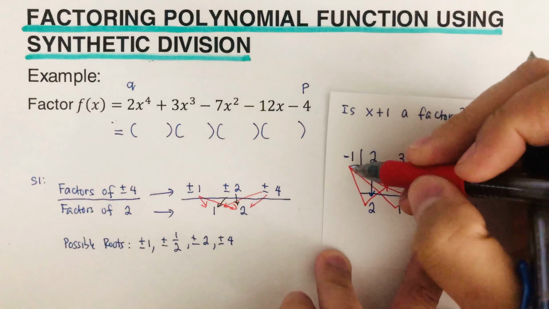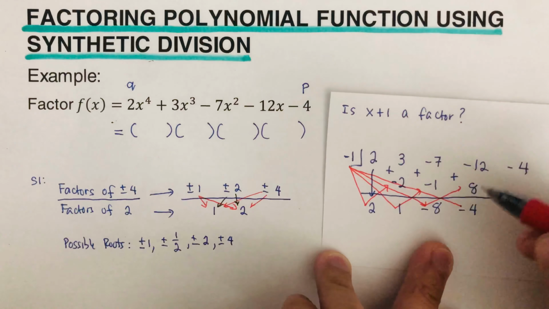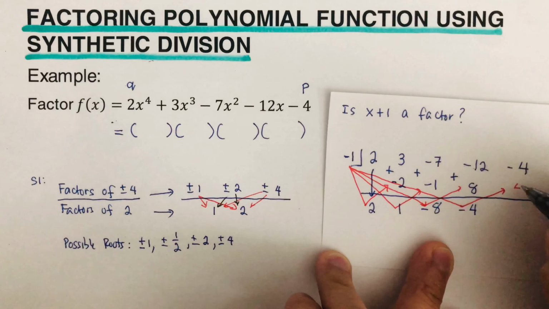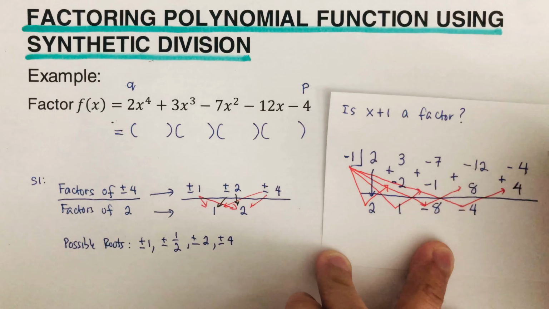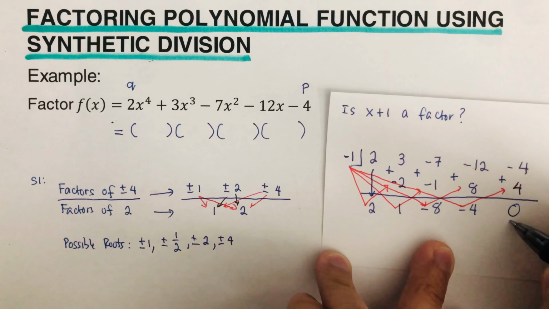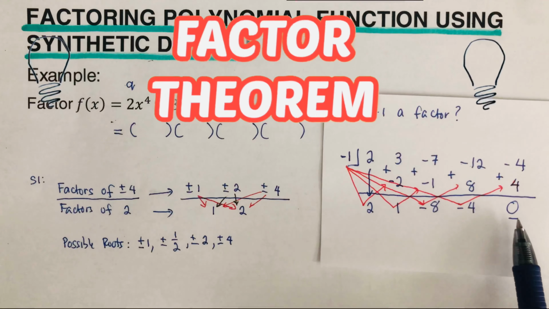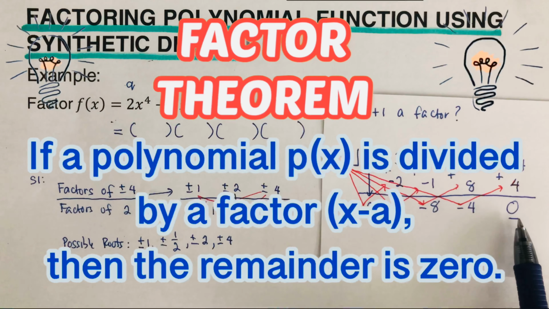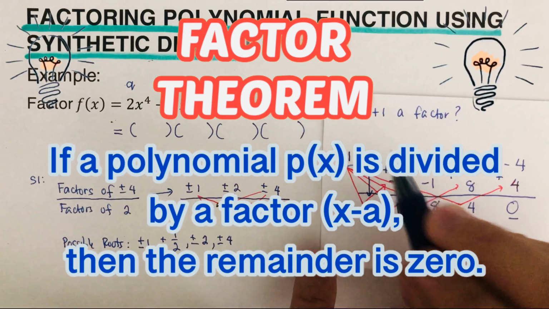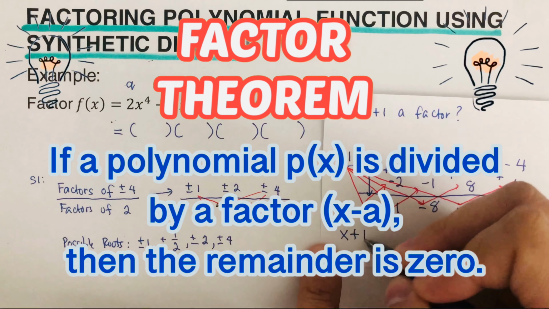And then we multiply -1 times -4 is a +4. And we write that up here. So this is 4. And we add these two together. And the remainder is 0. Since the remainder is 0, we can go ahead and say that x plus 1 is a factor.